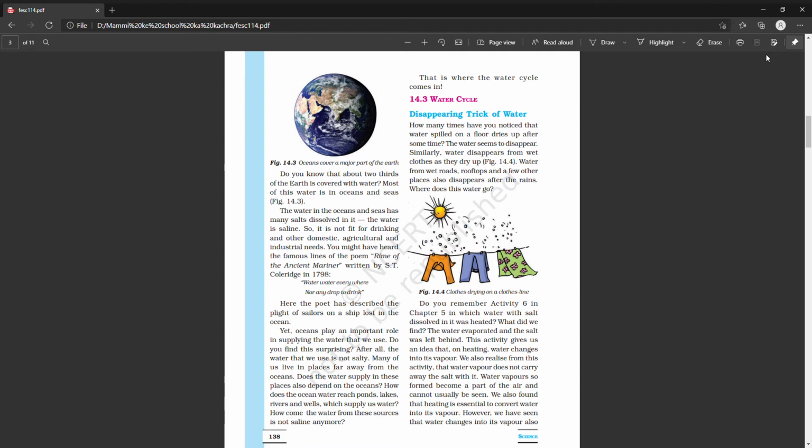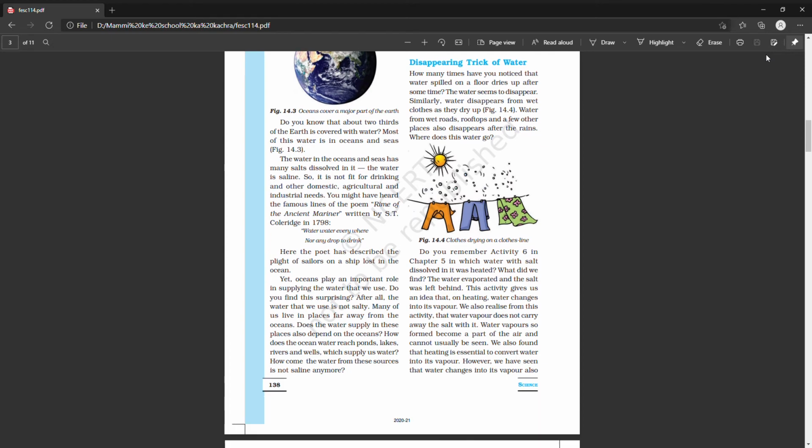About two-thirds of the earth is covered with water. Most of this water is in oceans and seas. Yet, in oceans and seas, many salts and minerals are dissolved. The water becomes saline and salty, so it is not fit for drinking and other domestic, agricultural and industrial needs.